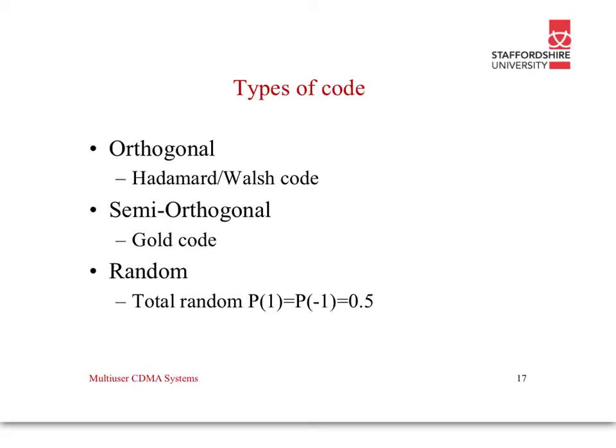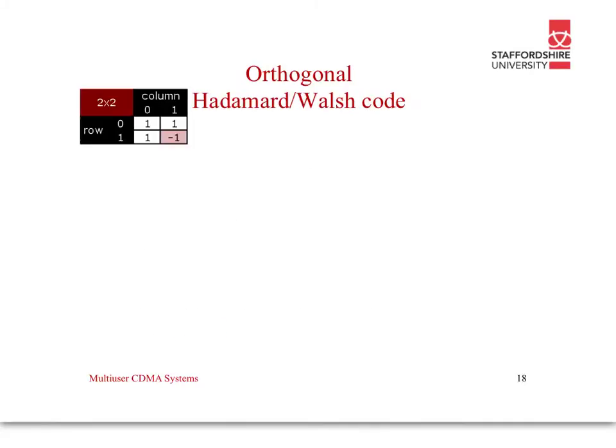random code. So if we had a series of ones and minus ones with equiprobability of occurring, so it's a completely random code, we will show, depending on our detector, how effective random, semi-orthogonal and orthogonal codes are compared to each other. You will do this in your laboratory exercise using MATLAB.